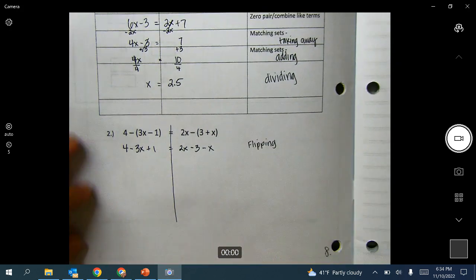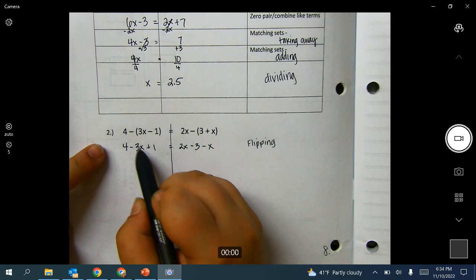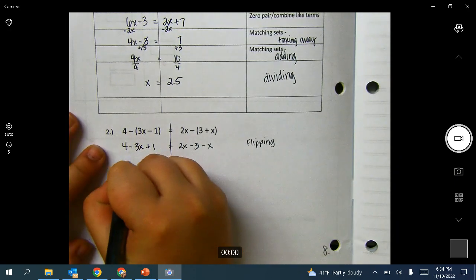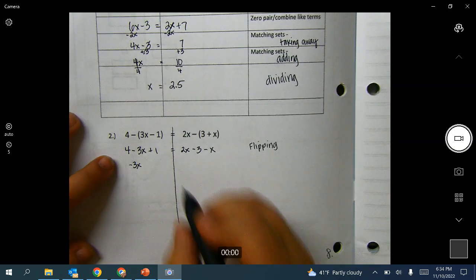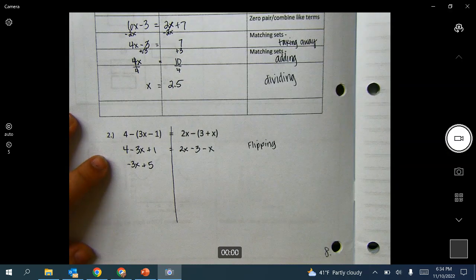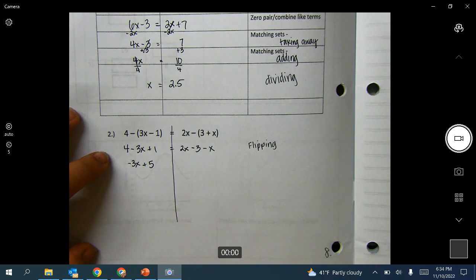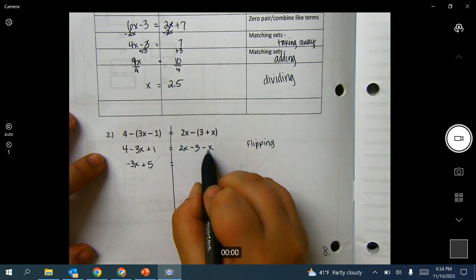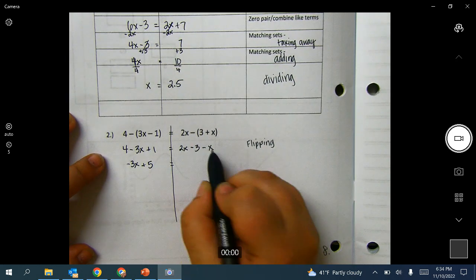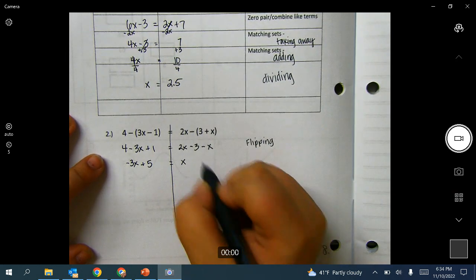Okay, so now I'm going to do my zero pairs over on the left. I'm not going to be able to do anything with this -3x, so I'm going to keep that there. But then I have a 4 and +1, so that's going to turn to 5. Okay, over on the right, I can't do anything with that -3, but I can do a 2x and a -x. So 2x, take away an x, just leaves me with 1x minus 3.